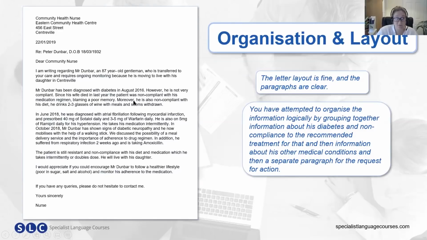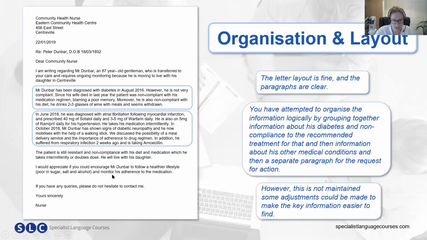Yes, they've attempted to organize the information logically. So we've got information about his diabetes and non-compliance to that, since his wife died, in one paragraph, and then in another we've got his other medical conditions since June 2018, and then later on his current condition, and also of course the requests for action.